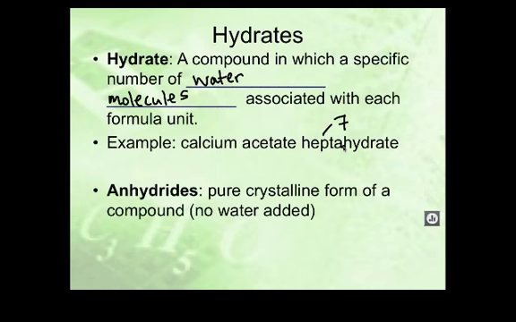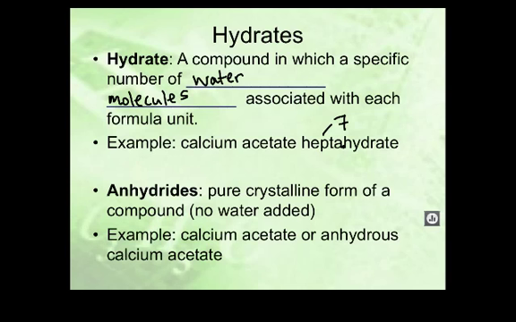The other form of this molecule is called the anhydride, the pure crystalline form without water. So we just call that one calcium acetate, or sometimes it's called anhydrous calcium acetate. Depending on the compound, if they just say calcium acetate, then they are probably talking about hydrated, because that one automatically absorbs water. So we have to make sure we say anhydrous. Yes, exactly. Oops, wrong button.